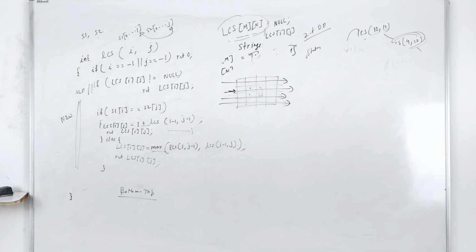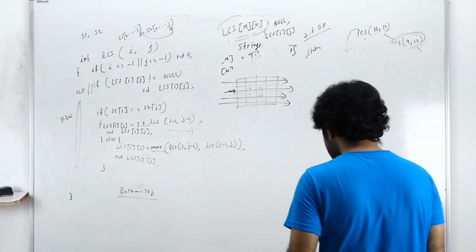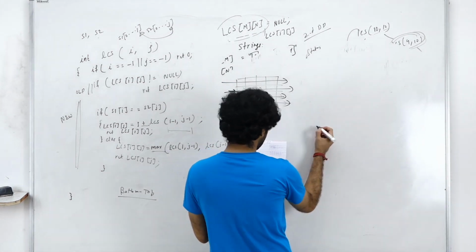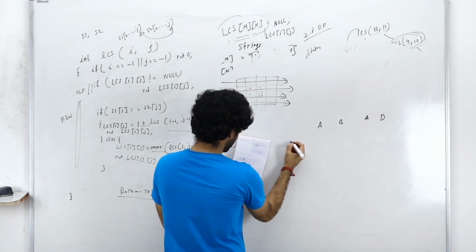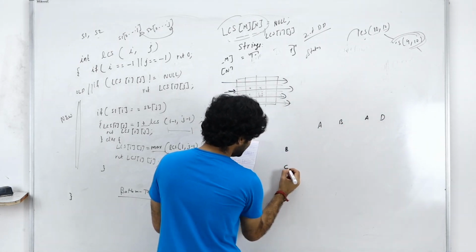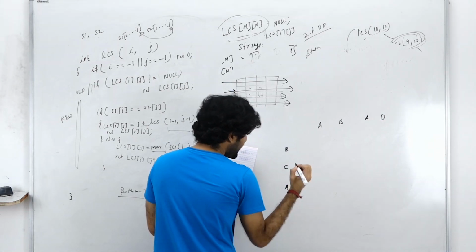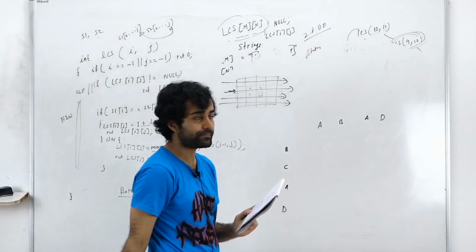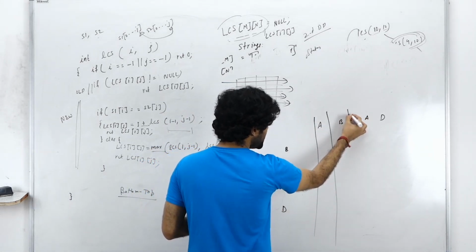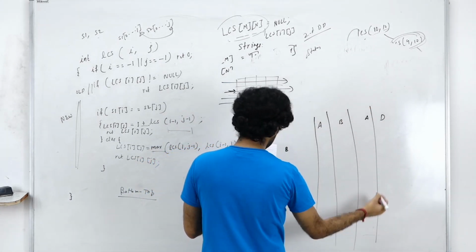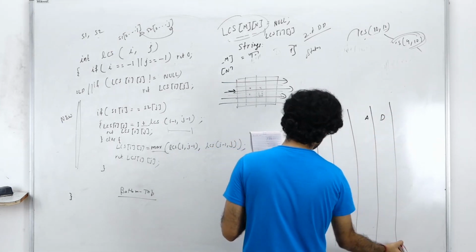Okay, now I'll show you one case where the first string is ABAD and the second string is BCAD. Guys, I am speaking from an implementation perspective. If you do not understand this, you will never be able to implement bottom-top DP, which is a very bad thing when it comes to interviews, because they make you implement this form.